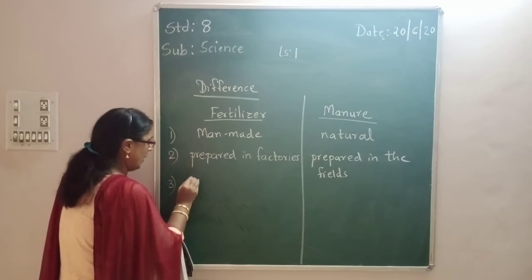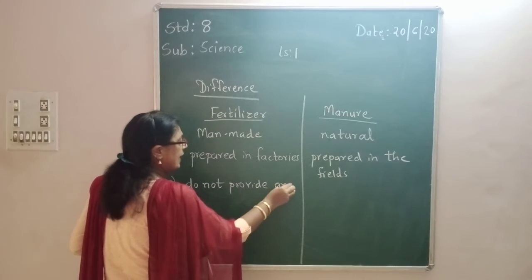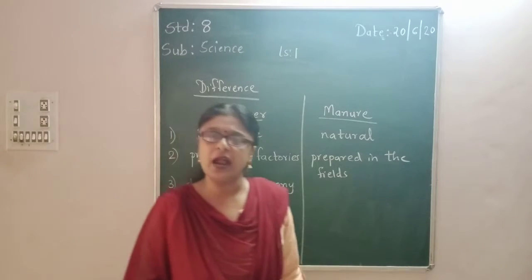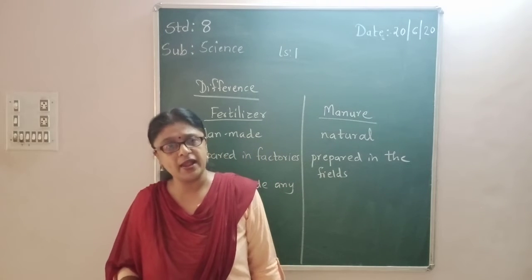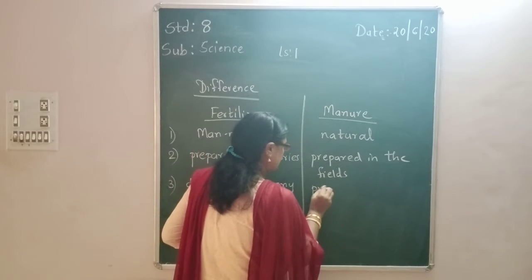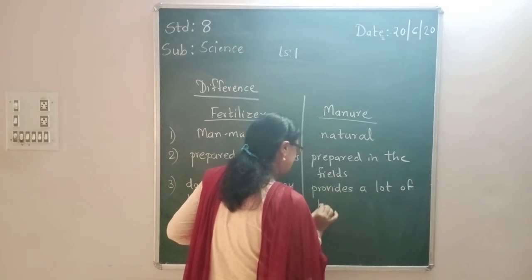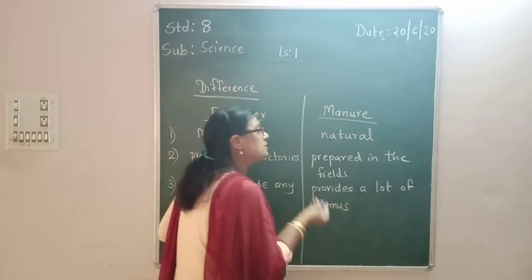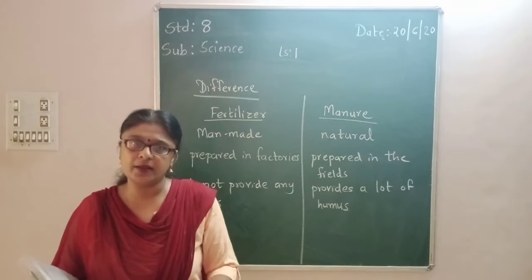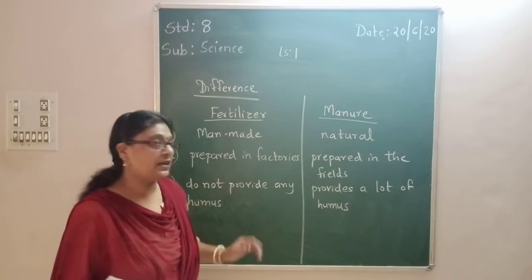Fertilizers do not provide any humus. Okay. Now what is humus? Humus means the dead parts of any plants or animals. That is called humus. But manure provides a lot of humus, right? Why does it provide a lot of humus? Because manure itself is made up of dead bodies of plants and animals and cow dung. So there is lots of humus in manure, but there is no humus in fertilizer.